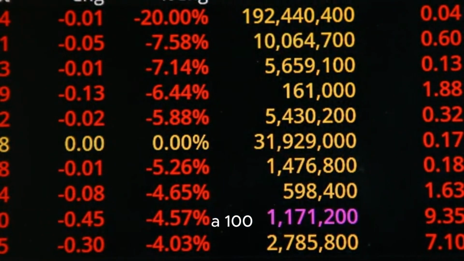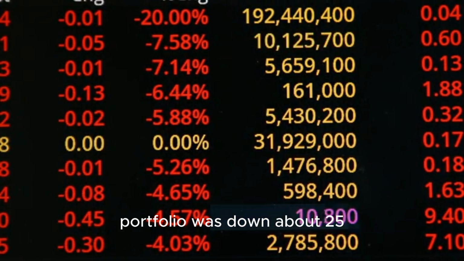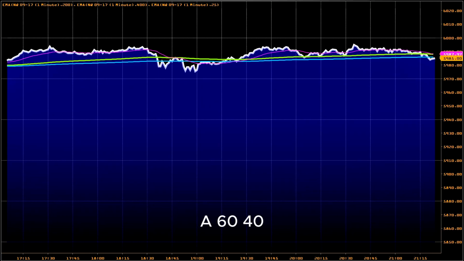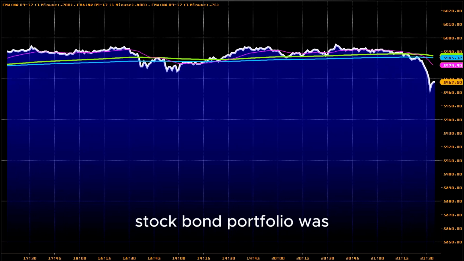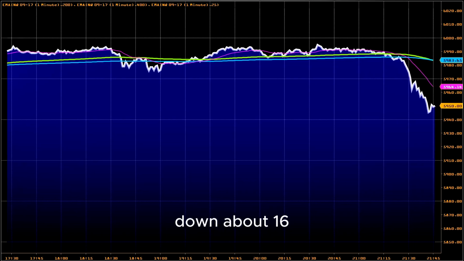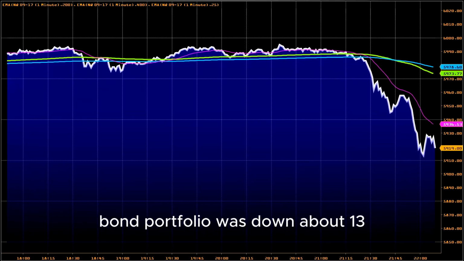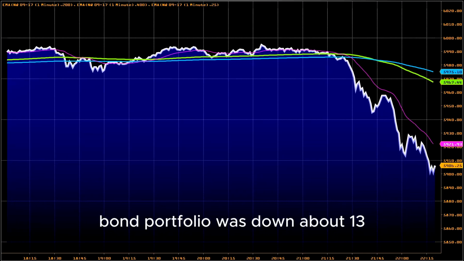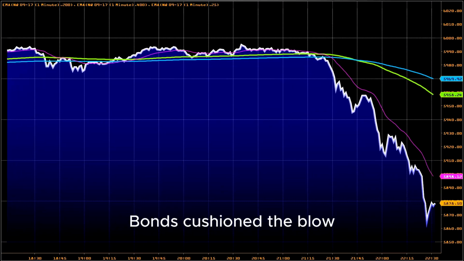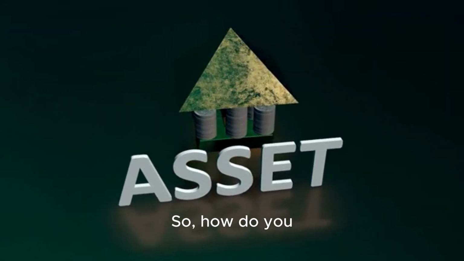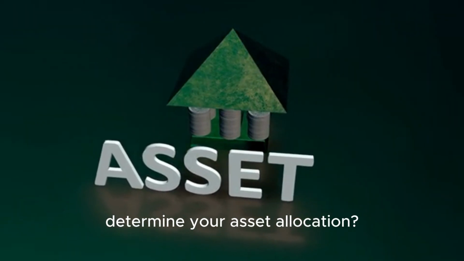During the 2020 bear market, a 100% stock portfolio was down about 25%. A 60/40 stock-bond portfolio was down about 16%. And a 100% bond portfolio was down about 13%. Bonds cushioned the blow. So, how do you determine your asset allocation?